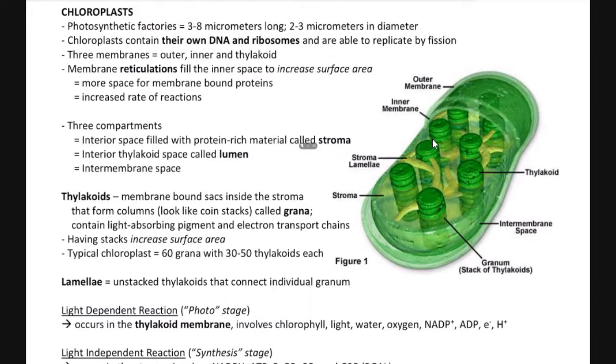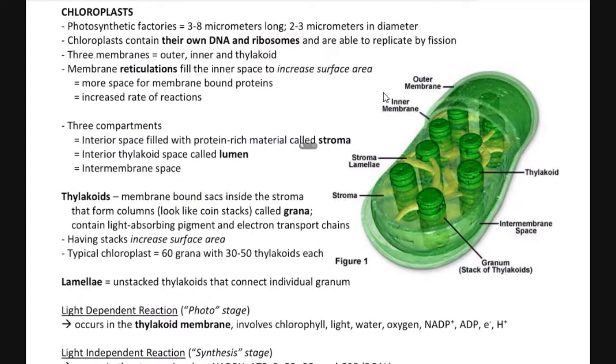So obviously this is not even close to showing what it would really look like. We don't have 60 here. We have, 9? And then in each of these stacks, you should have 30 to 50 of them. So again, that's not even close to showing you how many there would be. So there is a ton of these photosynthetic factories built in here, okay?